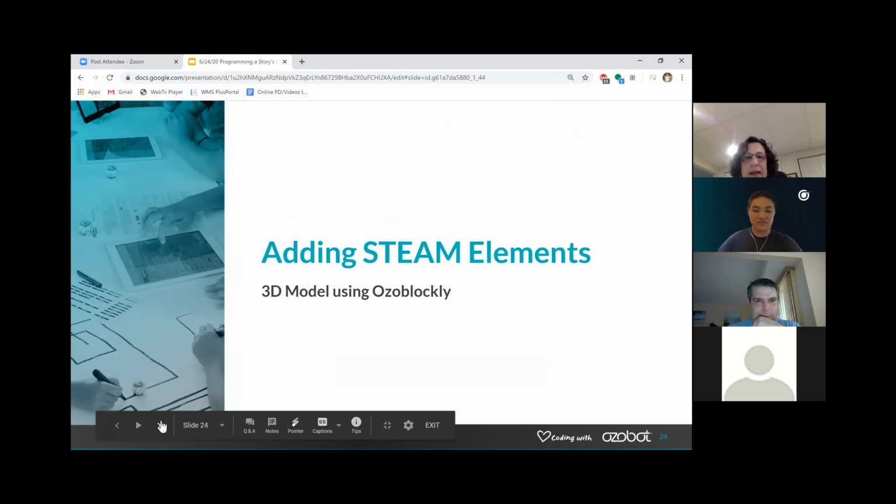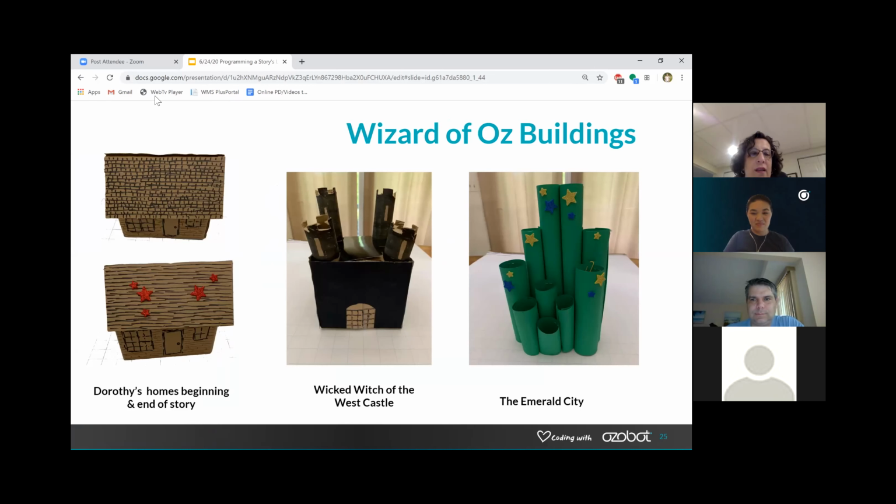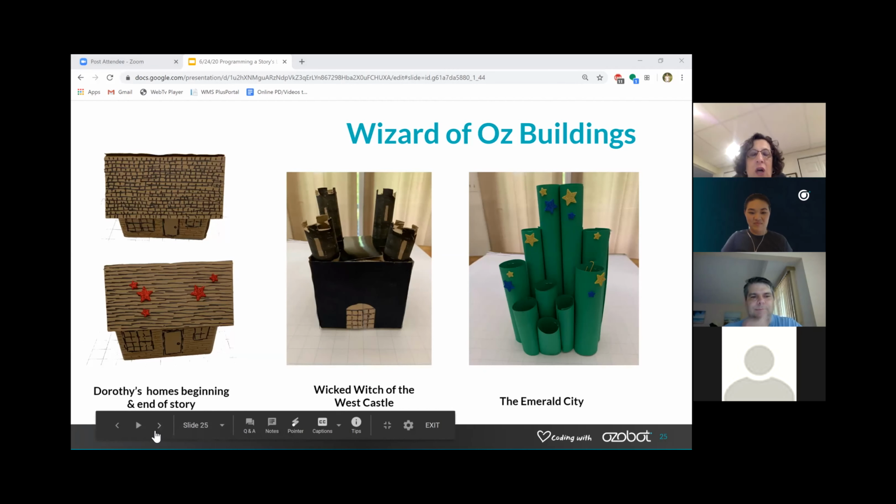Moving on to the next slide. This year we're adding the STEAM elements, so we're using 3D models and Ozobots with these kids. I had 4 students working on the buildings for Dorothy's homes, the beginning home and the end home. They had to collaborate on how they could be similar, what is the difference between similar and same, and how you would distinguish happiness at the end of the story. Those were their problems to solve.